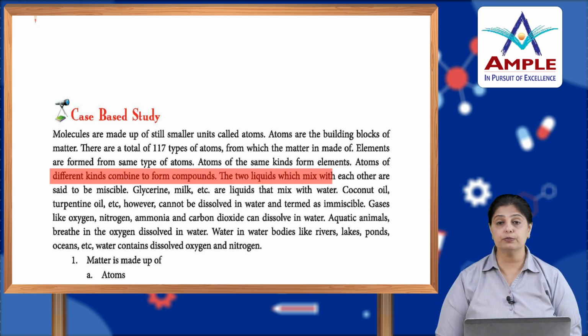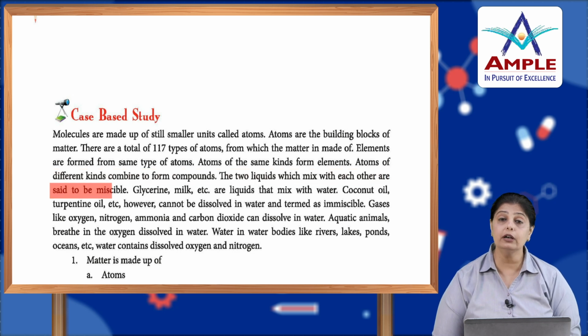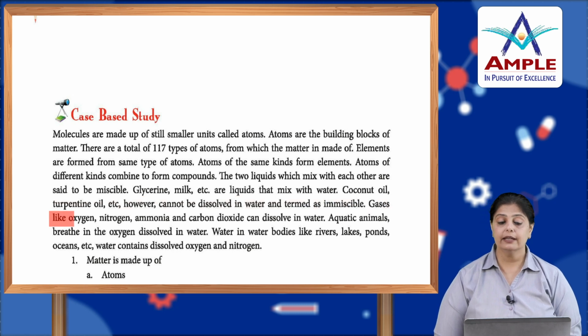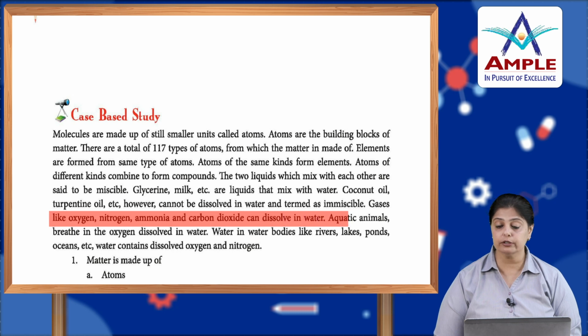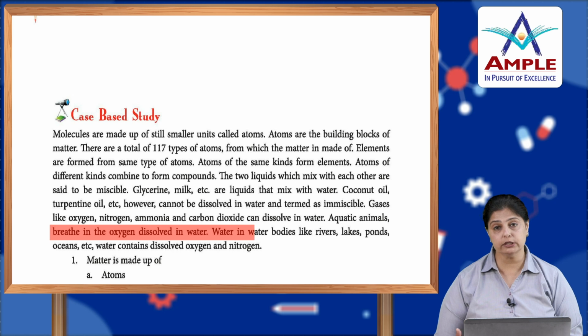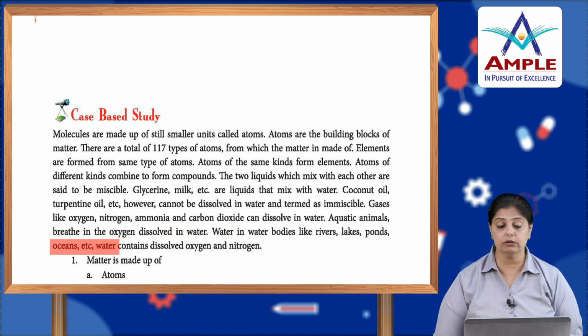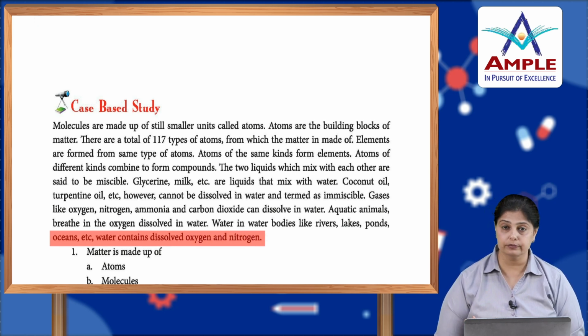The two liquids which mix with each other are called miscible. Glycerin, milk, etc. are liquids that mix with water. Coconut oil, turpentine oil, etc. however cannot be dissolved in water and hence they are termed as immiscible. Gases like oxygen, nitrogen, ammonia and carbon dioxide can dissolve in water. Aquatic animals breathe the oxygen which is dissolved inside the water. Water in water bodies like rivers, lakes, ponds, oceans, etc. contains dissolved oxygen and nitrogen.